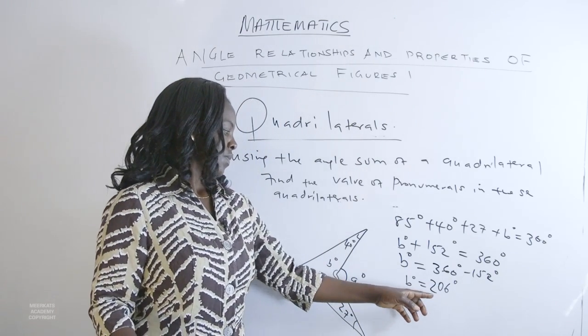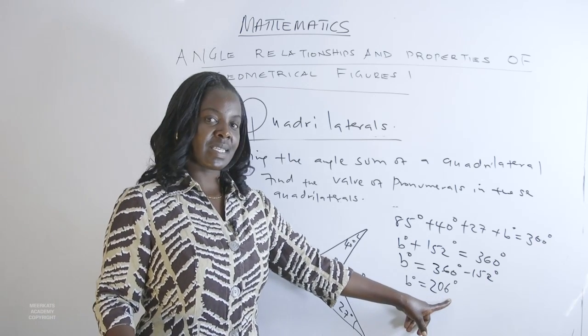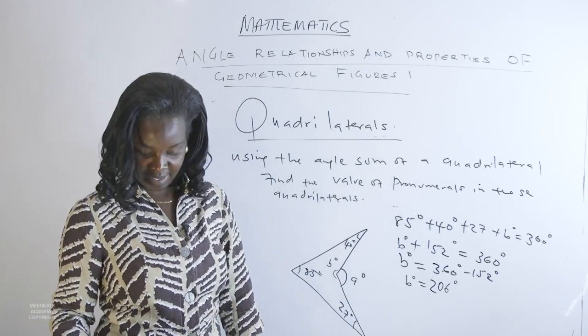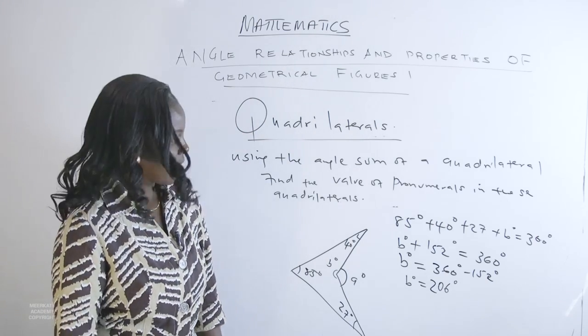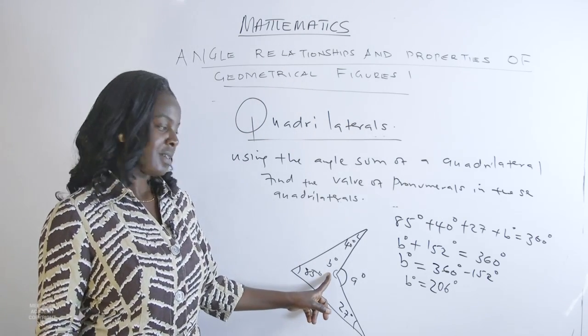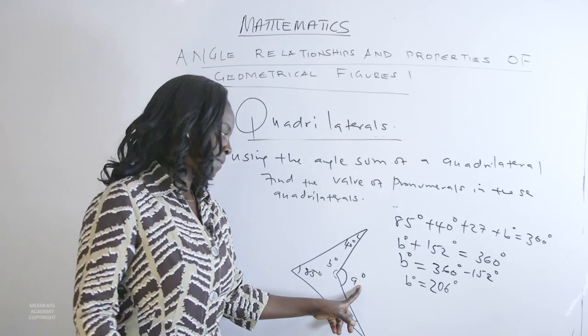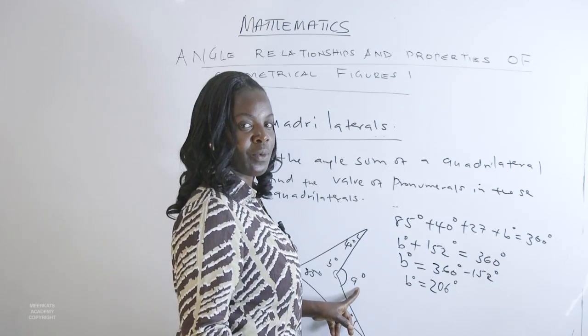So B is 206. When we subtract this, we get 206 degrees. Now, that is B. The value of B is 206, but we are interested in getting the value of A. So for us to be able to get the value of A, what do we do?